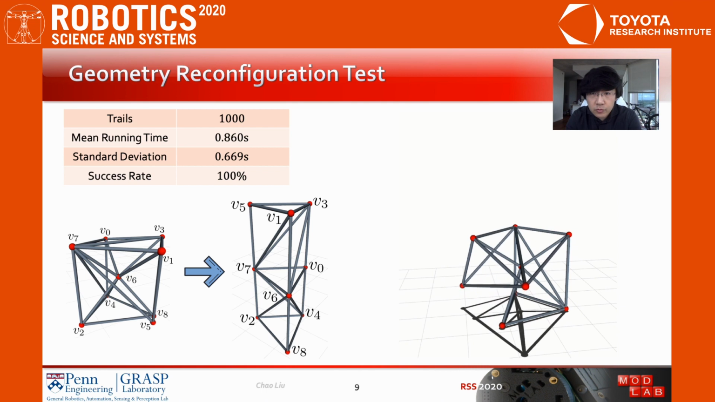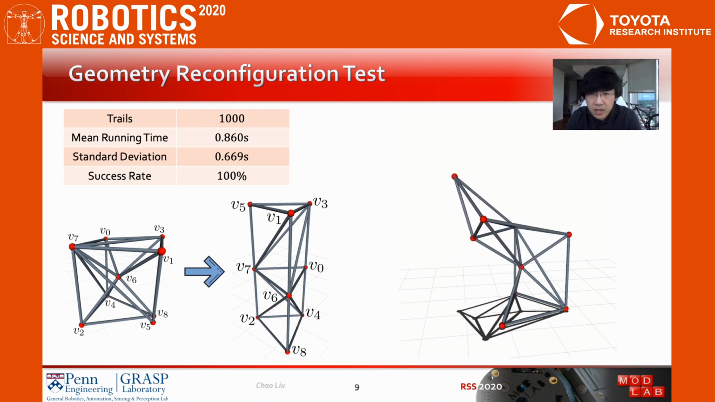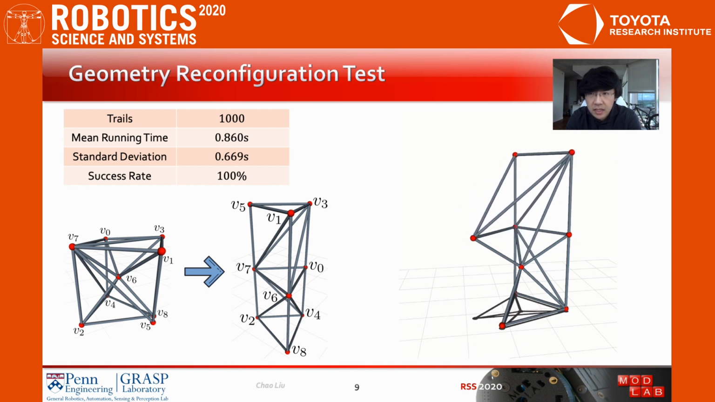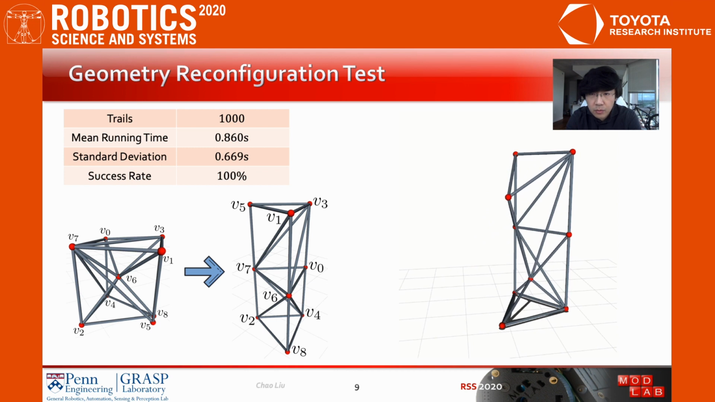This is our geometry reconfiguration test with 4 nodes involved. In this video, we move V3 and V5 first, and then V1 and V6. We ran this test for 1000 times, and the average running time is around 0.8 seconds, with standard deviation being around 0.6 seconds, and the success rate is 100%.